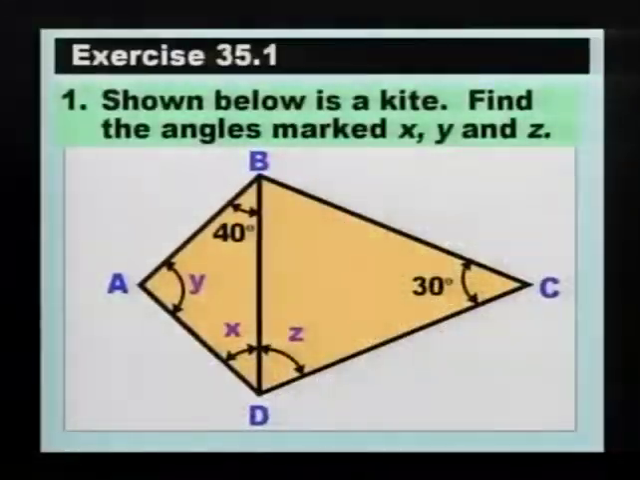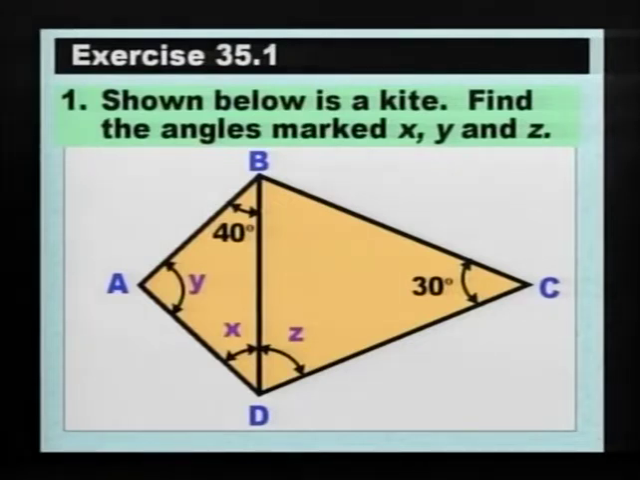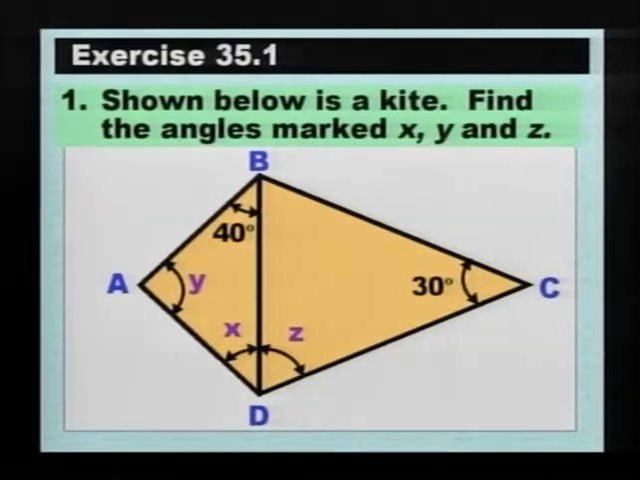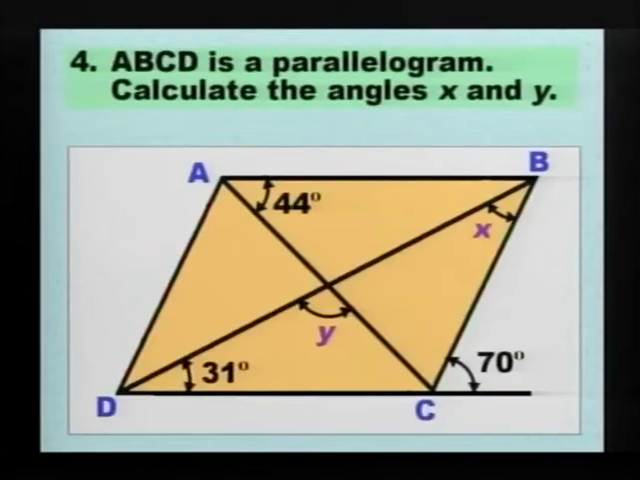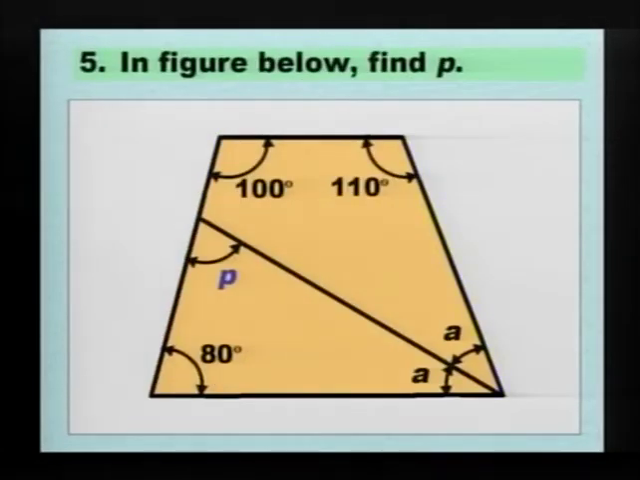Okay, question one, our answers were x equals 40, y equals 100, and z was equal to 75 degrees. All right, number five, A was 35 degrees, and P was 65 degrees.